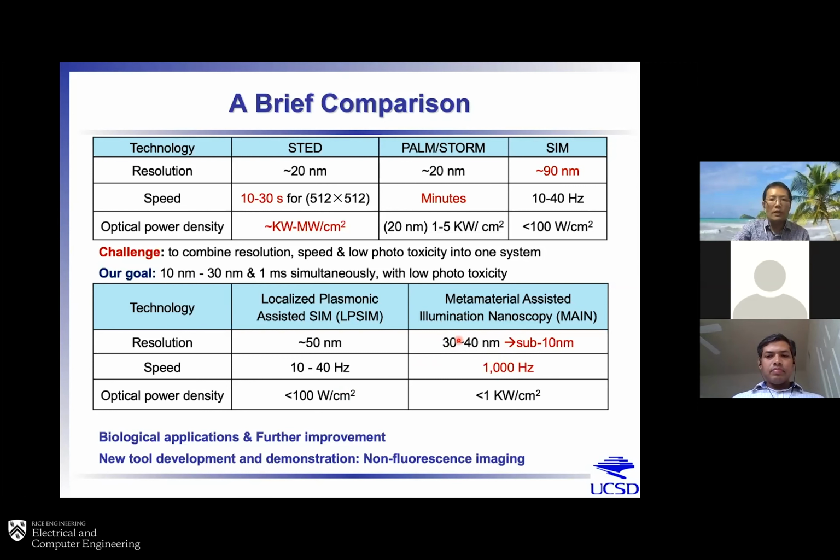Apparently, we want to directly apply this kind of technology to biomedical applications, so biocompatibility is always a consideration. At this moment we focus on fluorescence imaging, but eventually we may deal with non-fluorescence imaging combined with super contrast methods as well.